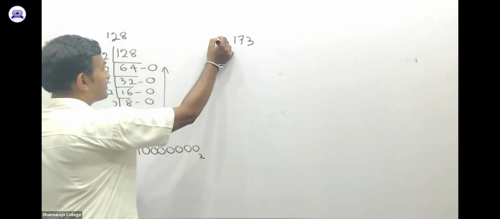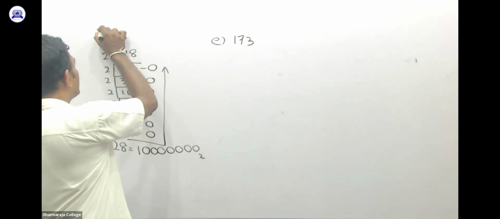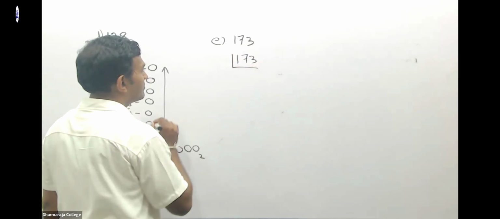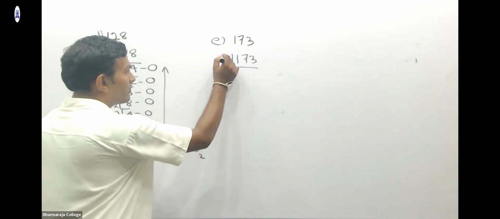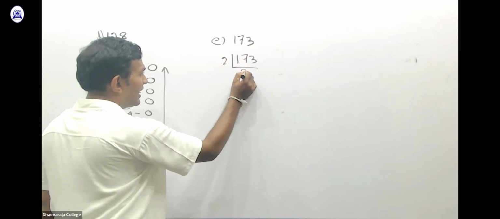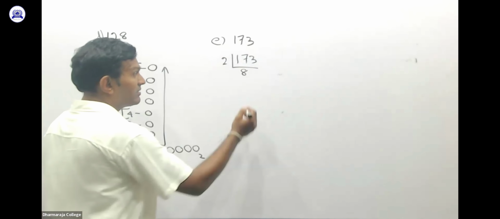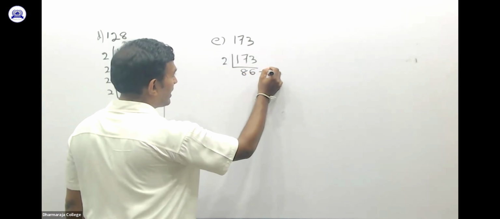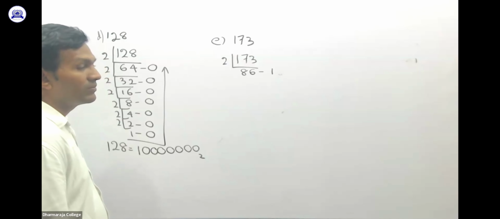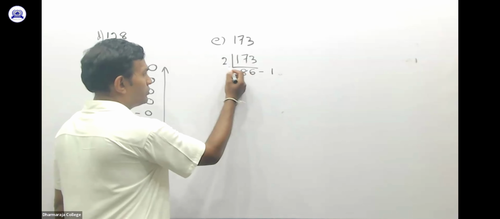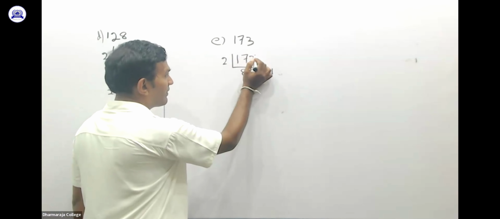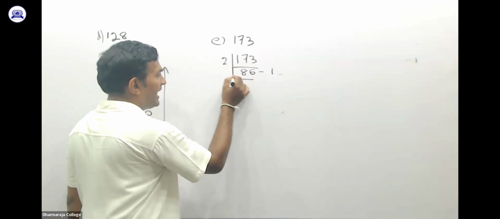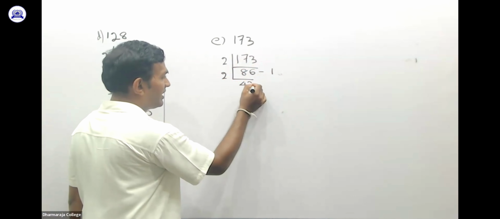If you take the next one here, 173 converting into binary. So we take here 173 divided by 2 is 86, remain 1. Then 86 divided by 2 is 43, remain 0.